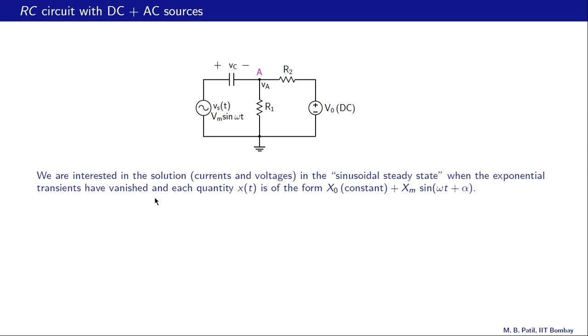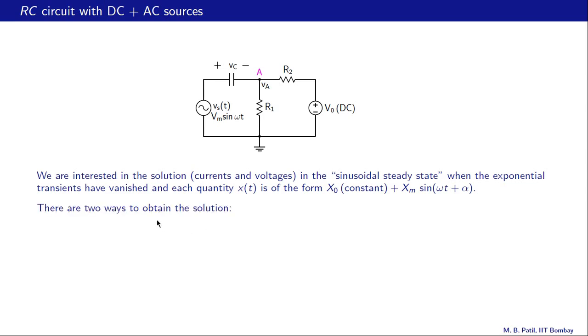So after that has happened, each quantity x of t, could be a voltage, it could be this voltage, it could be this current, is of the form a constant x0 plus a sinusoid, and the sinusoid has an amplitude of xm and a phase of alpha. Our job now is to find x0 and xm and alpha. That means the complete solution for x of t in the sinusoidal steady state.